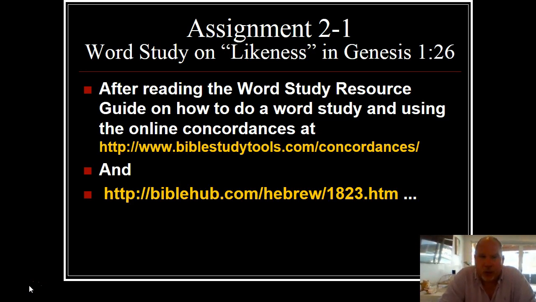So assignment 2.1 is a word study, because as you begin to develop an interpretive methodology, one of the first things you're going to want to do is look at what key words are repeated or what important words are included in the narrative, and then truly understand the range of meaning in the Bible so that you can get as close to the Hebrew as possible in your understanding.